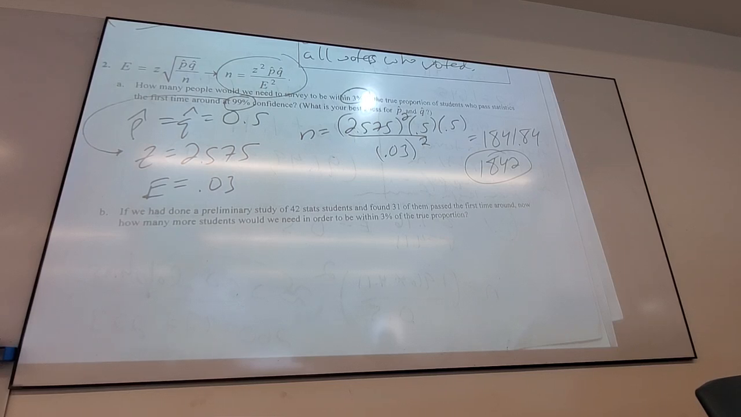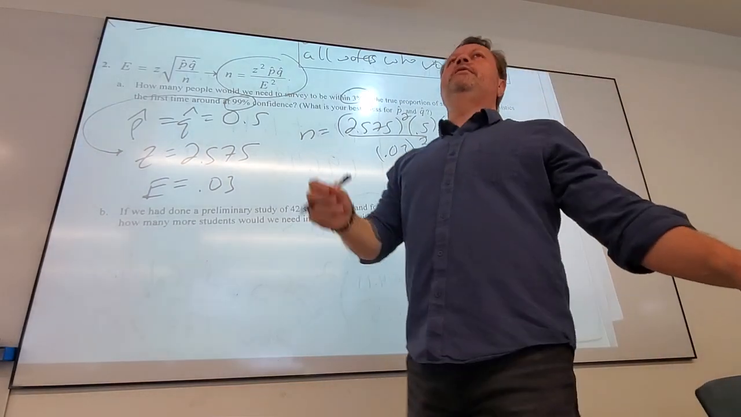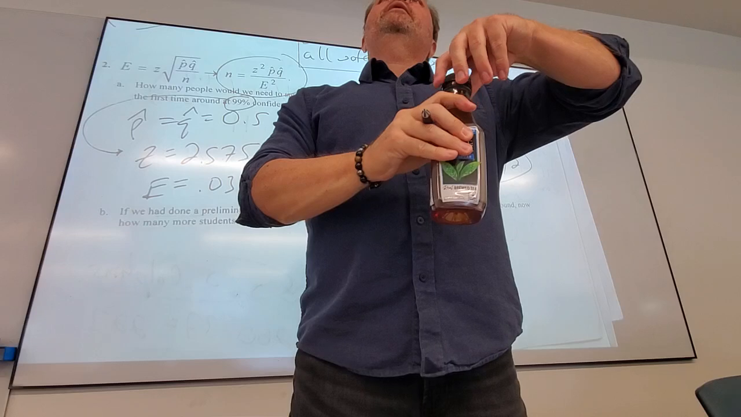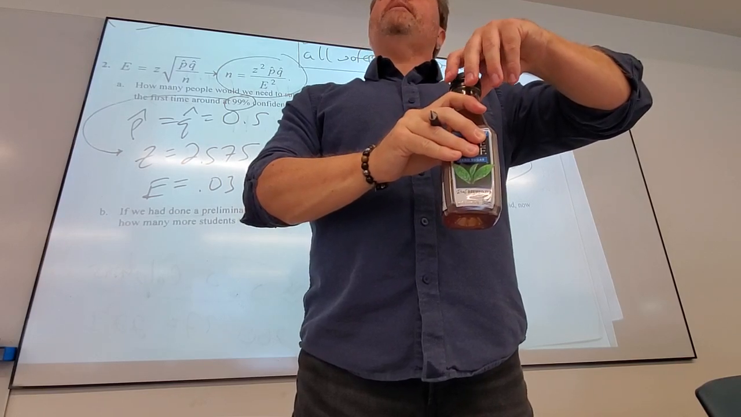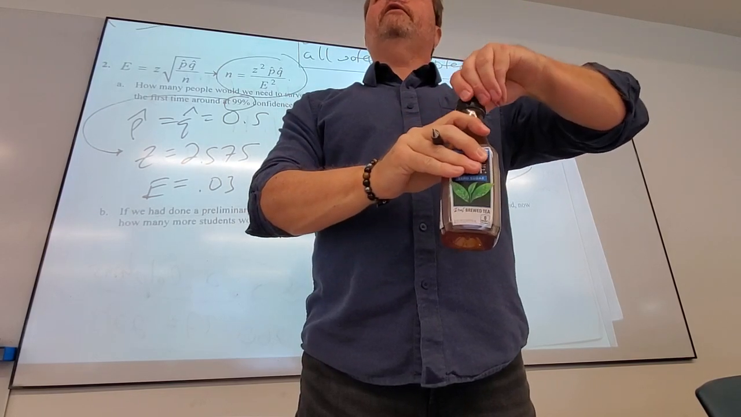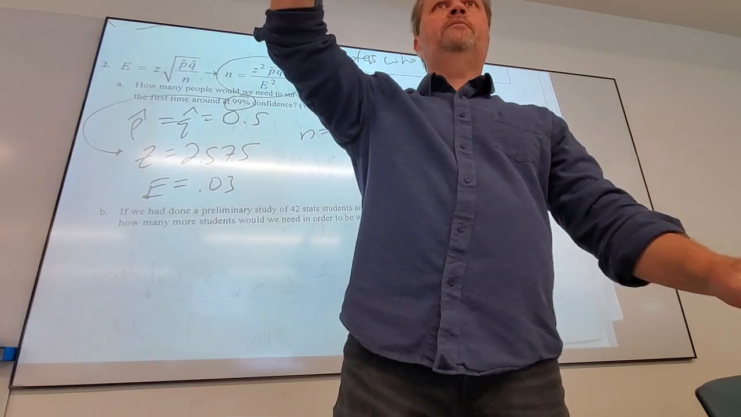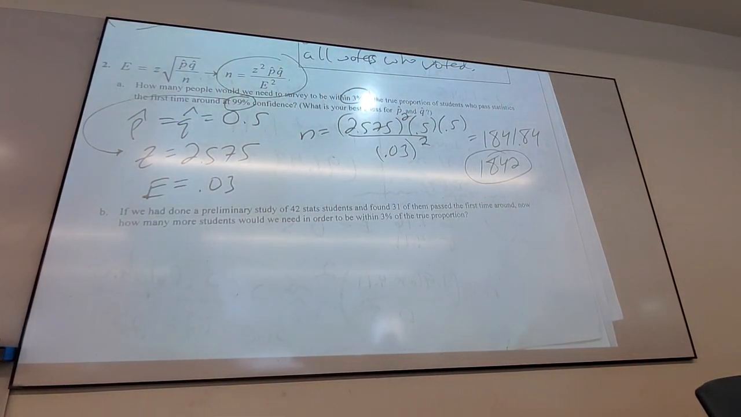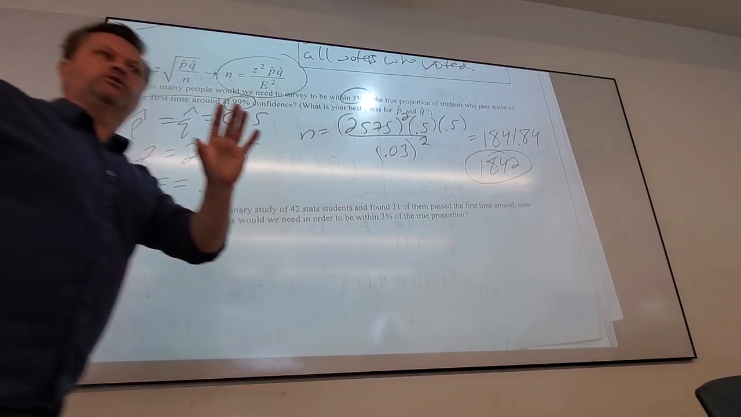Have you guys ever heard the phrase preliminary study? Yes. One of many reasons we do that is, remember if I made P hat and Q hat both 0.5, it makes N the biggest it could be. So if I do a small scale study, I will get an actual P hat and Q hat, which might not be 0.5. And then my N will be much smaller. So that's one reason why we do preliminary studies.